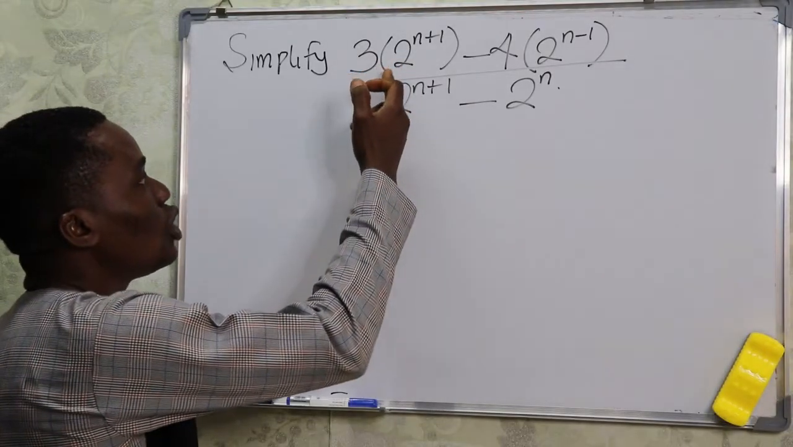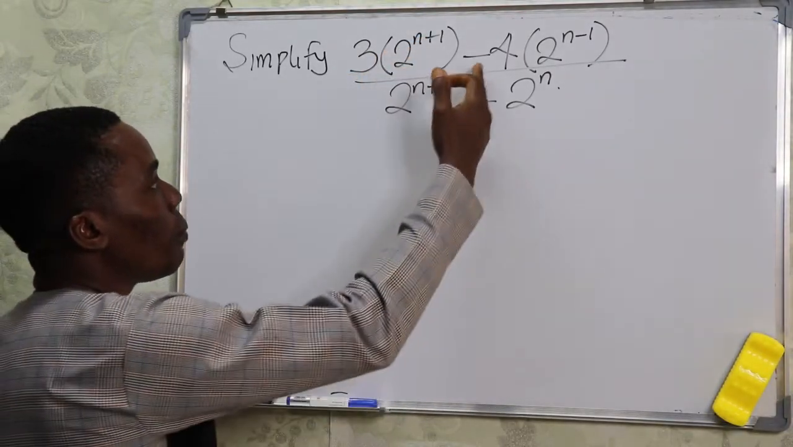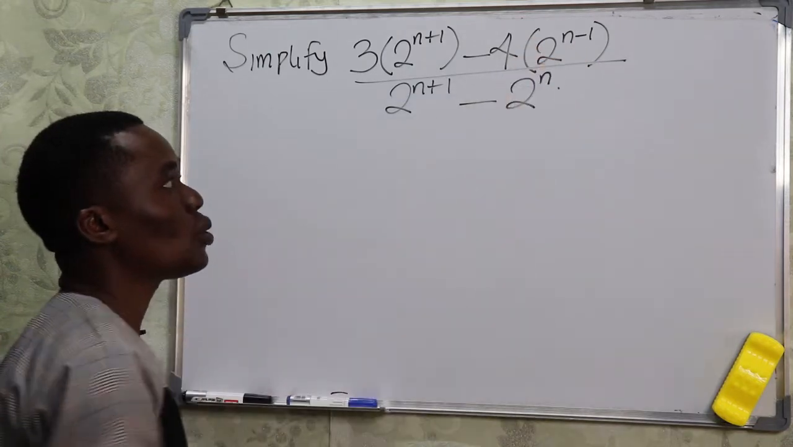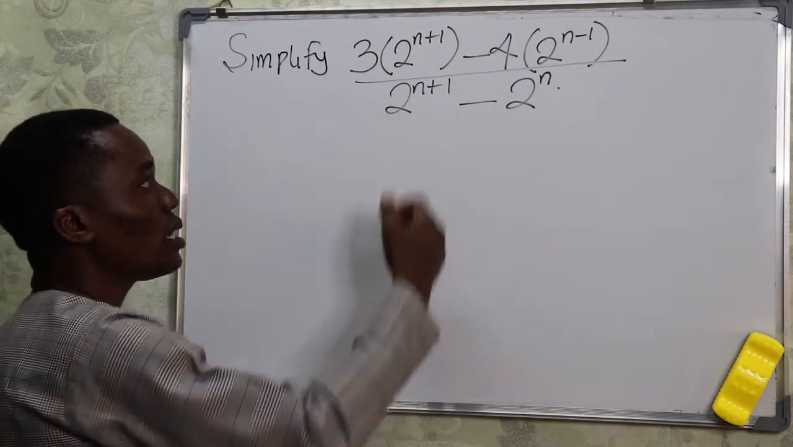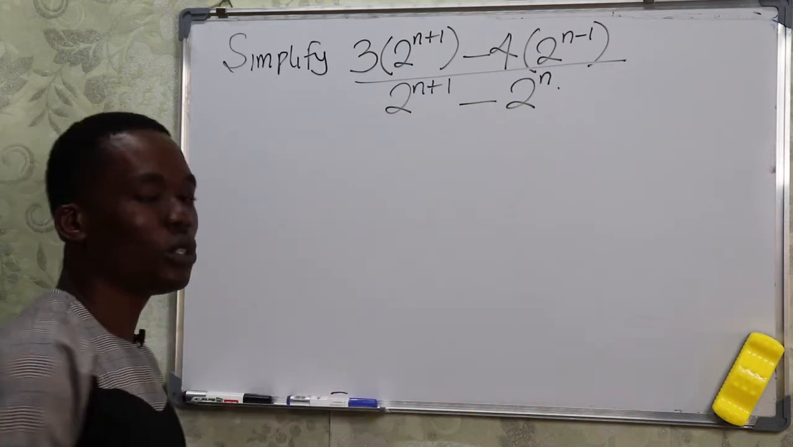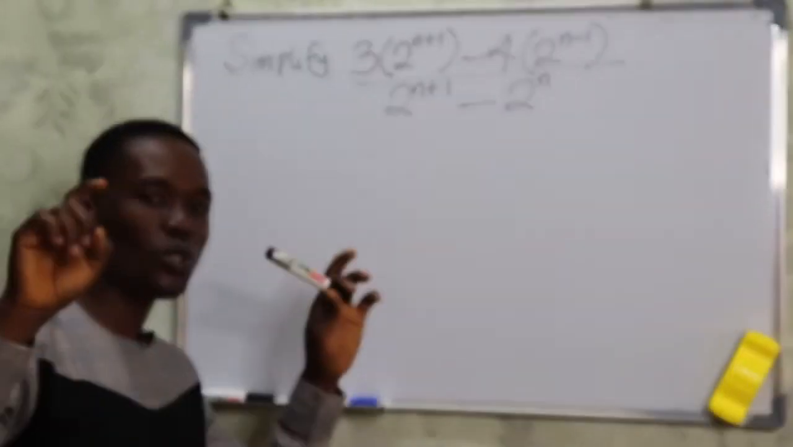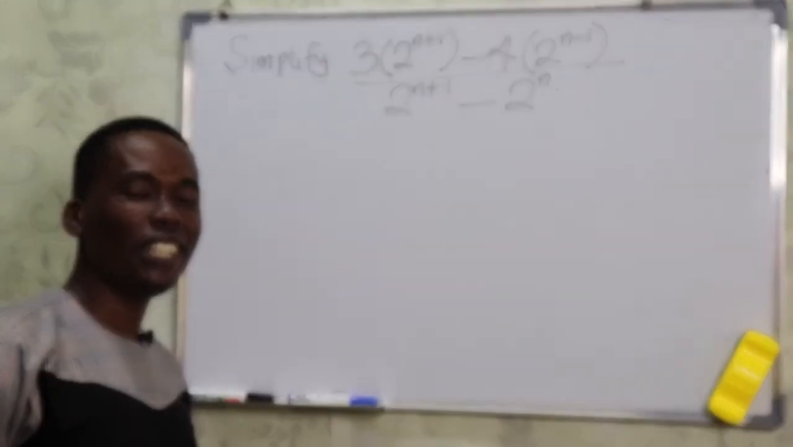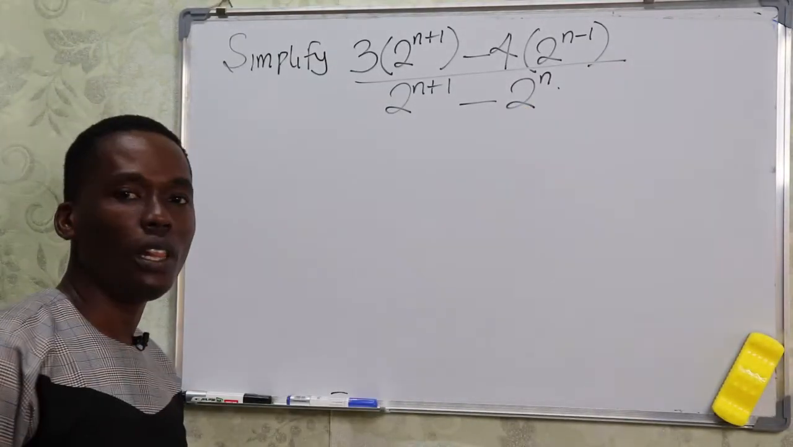3 into bracket 2^(n+1) minus 4 into bracket 2^(n-1), and then 2 into bracket 2^(n+1) minus 2^n. Now you need to know the logic in solving indices and logarithms. That will help you a lot in this regard.